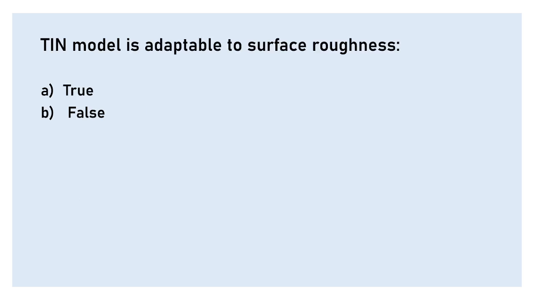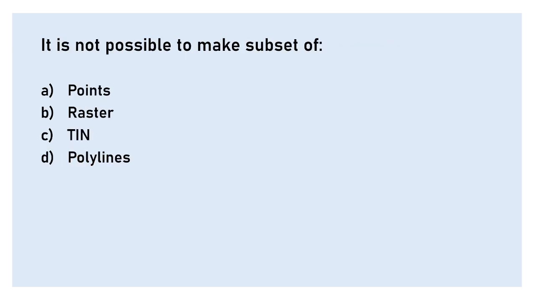In terrain data, a TIN model is adaptable to surface roughness. True or false? Okay, the answer is true. It is not possible to make a subset of points, raster, TIN, or polylines. Which of these can you not make a subset of? In TIN, it's not possible to make a subset, but in the other cases, it's possible.